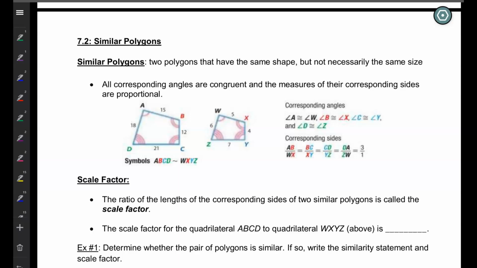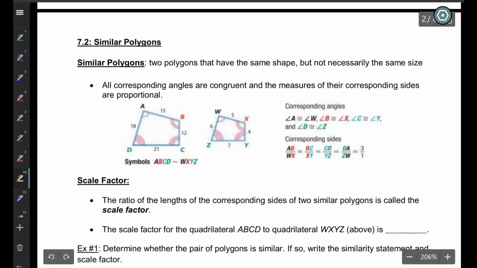Okay, so today we're going to do 7.2 on similar polygons, continuing on with chapter 7. First let's look at a definition. Similar polygons are basically two polygons that have the same shape, but not necessarily the same size. And these polygons can be triangles, quadrilaterals, pentagons, and so on.